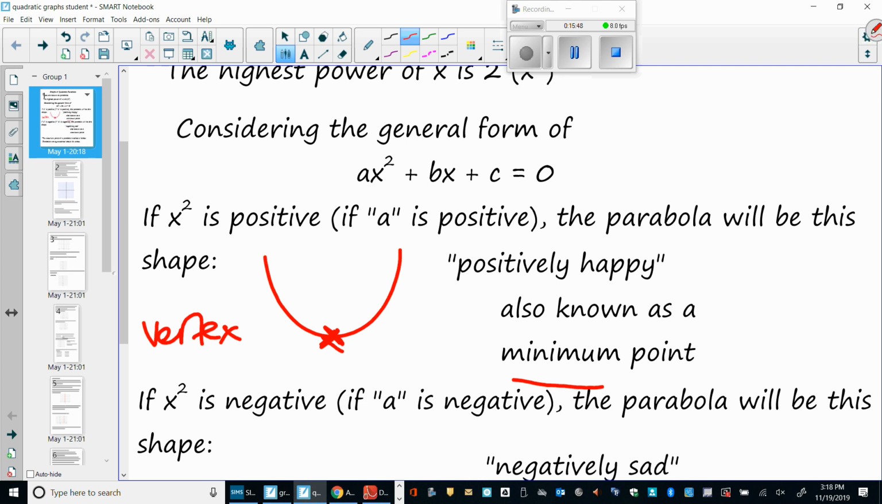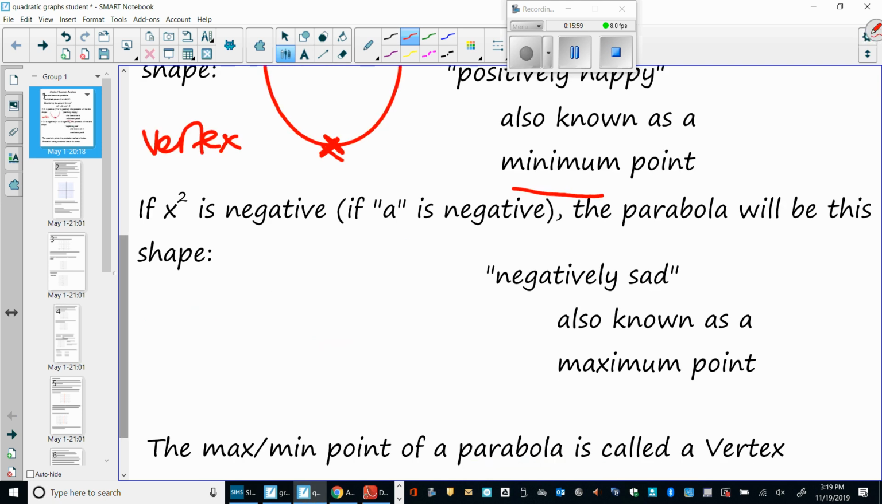So the vertex is the minimum in that instance, yes. Also known as a minimum. So the vertex is also known as a minimum for that one. So could I write vertex also? Sure.